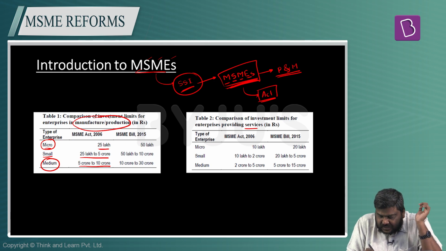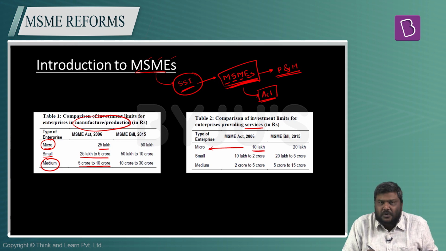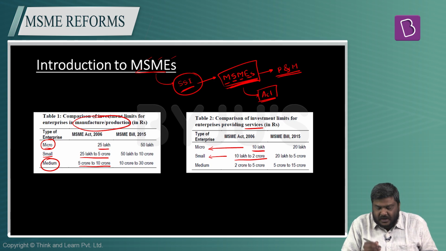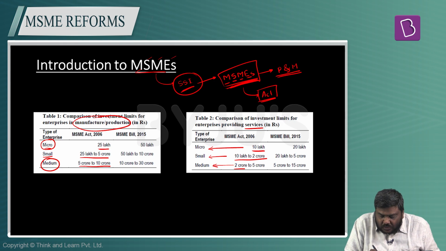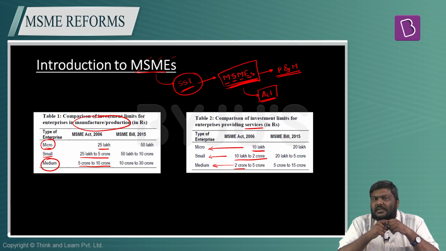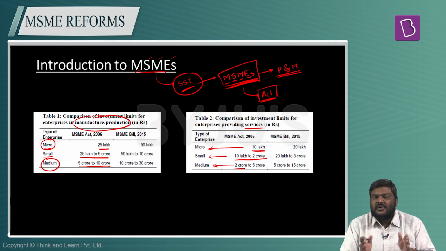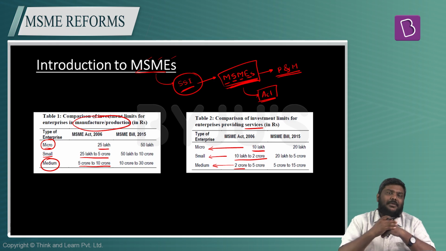Whereas in case of services, an investment of up to 10 lakh rupees will be classified as micro. More than 10 lakh, up to 2 crore rupees, is classified as small, and more than 2 crore, up to 5 crore, will be classified as a medium enterprise. So based on the investment in plant and machinery, the Government of India classifies these units into micro, small and medium enterprises.